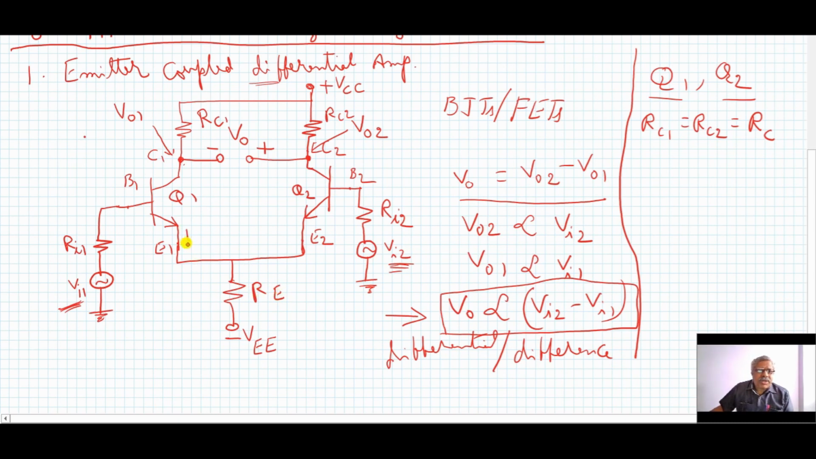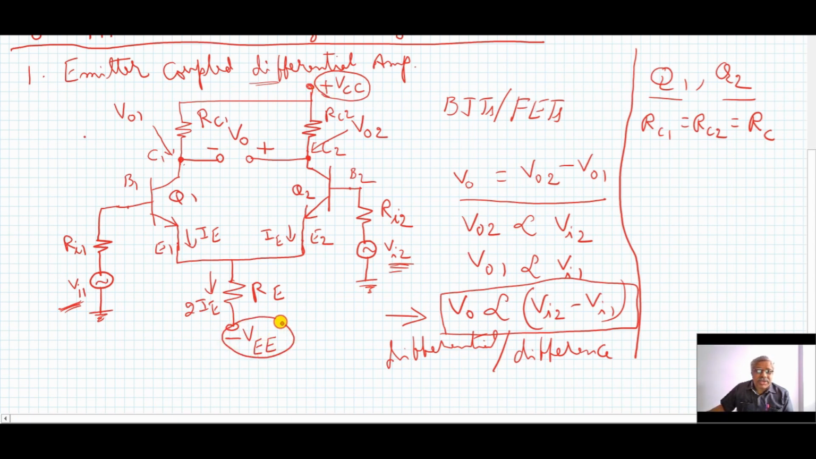And suppose the emitter current flowing through transistor 1 is IE and the emitter current through transistor 2 is also IE, because they are identical. Then the net current flowing through this Re is 2IE. So the current flowing through emitter resistor Re is 2IE. And another point is the DC power supplies we are using, plus VCC and minus VCC.